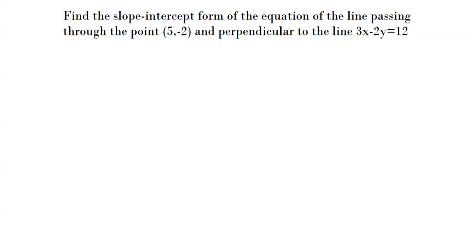In today's video, we'll be tackling the problem: find the slope-intercept form of the equation of the line passing through the point (5, -2) and perpendicular to the line 3x - 2y = 12.